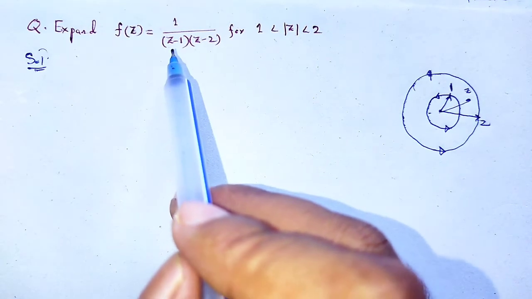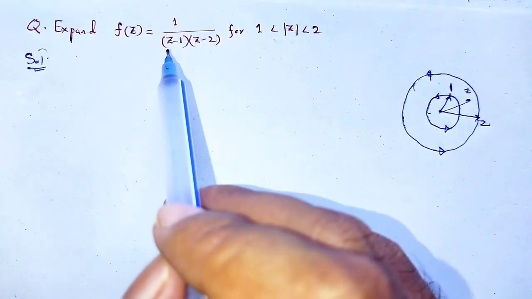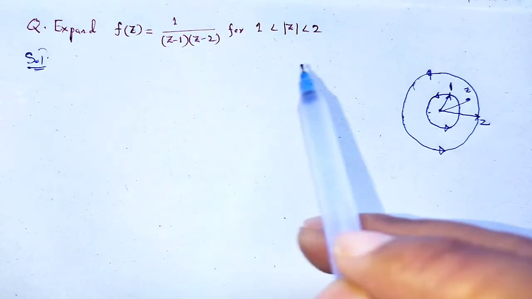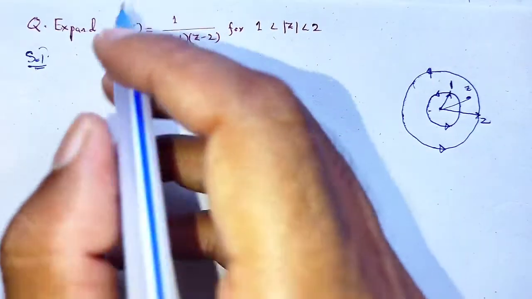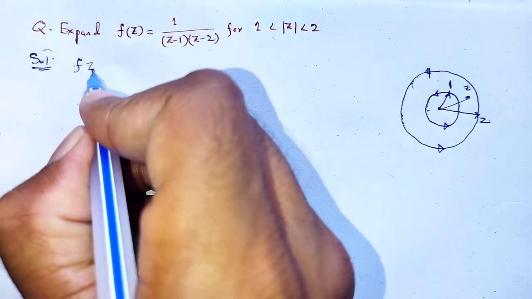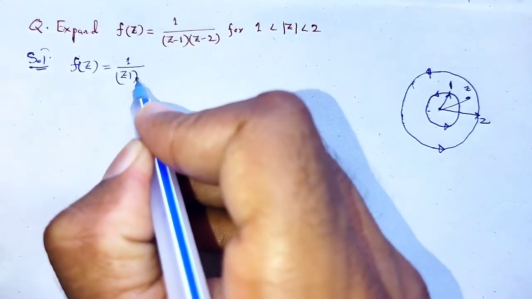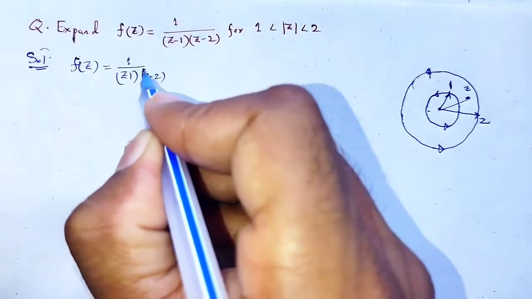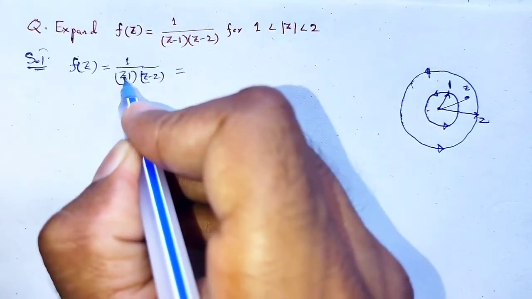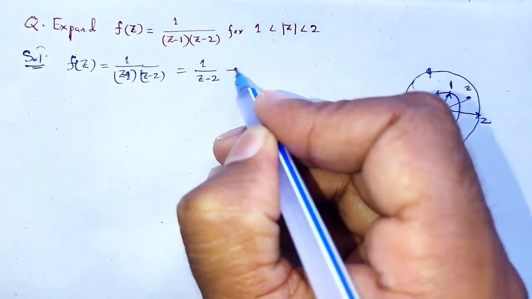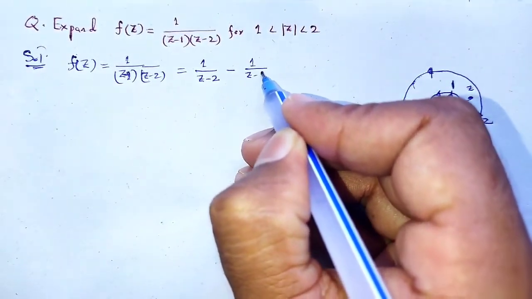In that particular function, that function is not analytic at points 1 and 2. The given function f of z is equal to 1 divided by (z minus 1)(z minus 2). It is written as 1 divided by z minus 2, minus 1 divided by z minus 1.